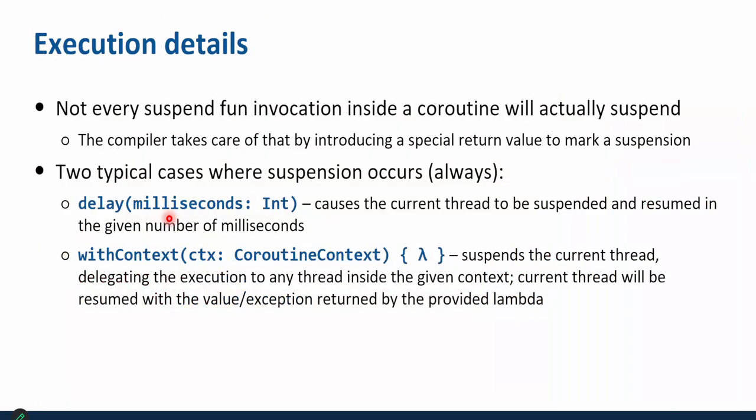So as a final remark, by what we've seen, suspendable means that you will possibly suspend your execution, but not necessarily suspend the execution. If you want to guarantee that a suspension point will effectively suspend, you have to use one of the two methods, which are delay or withContext, which are the only two which will be enforced to always suspend your coroutine. Okay. Any question about that?